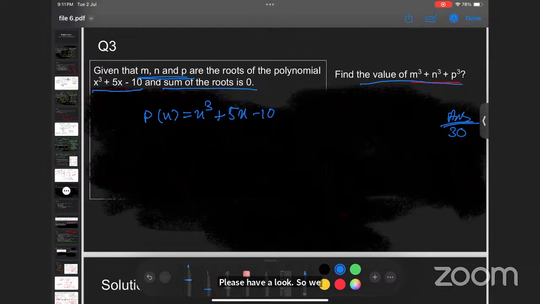So we have an option 0, 30. Okay. We have 0, 30. Any other answer? Any other answer? Okay, again 0. So many of you are saying 0 is the answer. The sum of the roots is 30, and you need to find m cube plus n cube plus p cube.